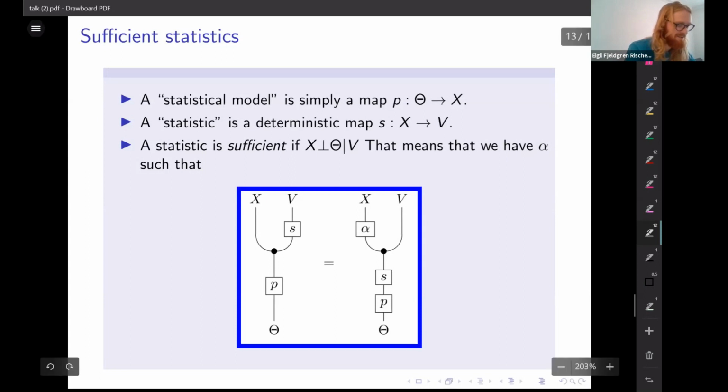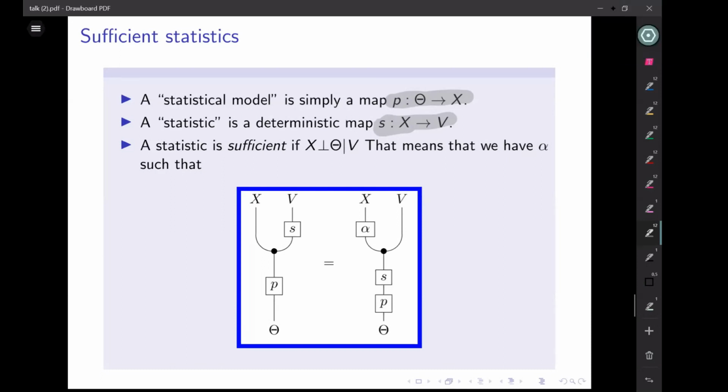So a statistical model in a Markov category is just a map, right? What we normally mean by a statistical model, or I guess a parametric model, is a map from parameters to probability distributions on the space of outcomes. And that's just a map, right? The theta is the space of parameters and the x is the space of outcomes. Then a statistic is a deterministic map from the space of outcomes to some other space, right? It measures some property of the outcome.